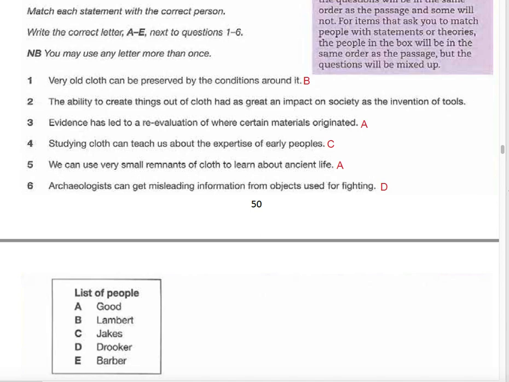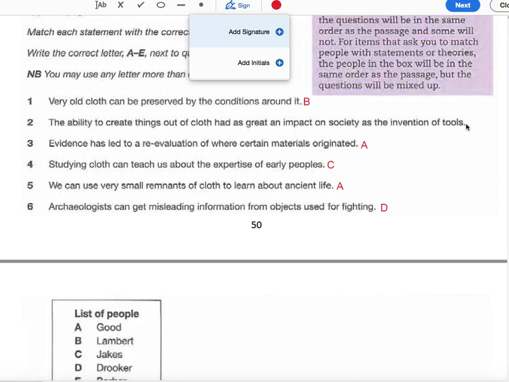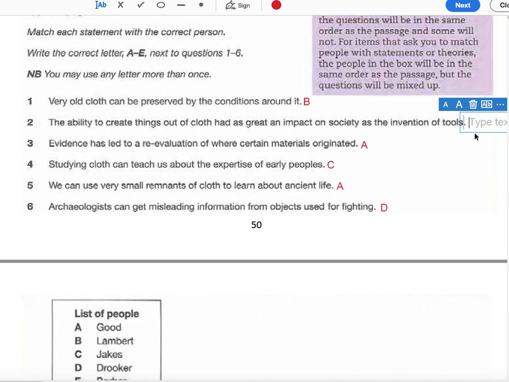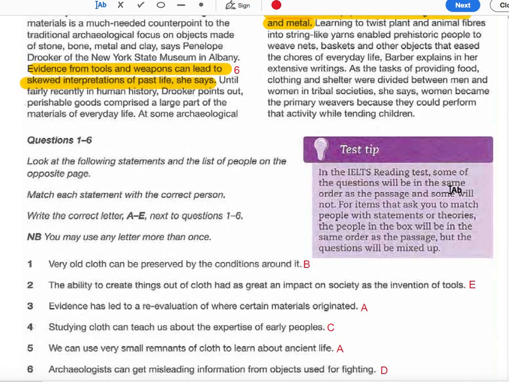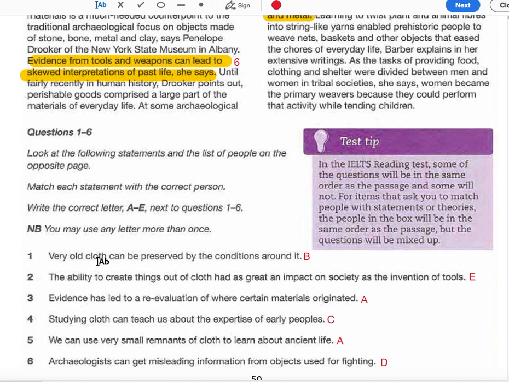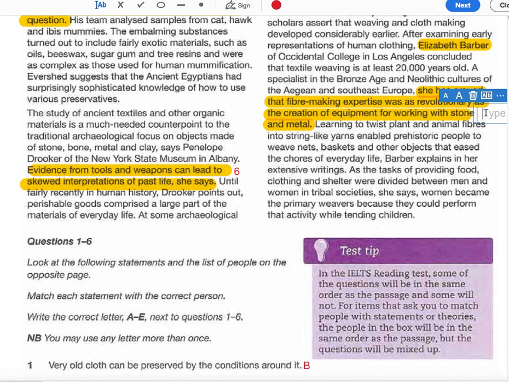So 2 is E. Wow. Very interesting, everyone. Again, wow, that was very interesting. Okay, so number 1, you can see number 1 is here.